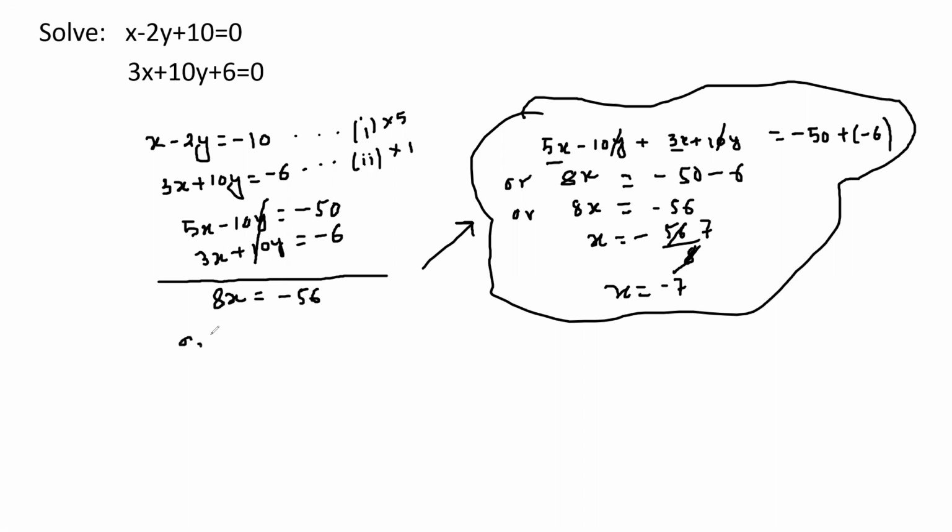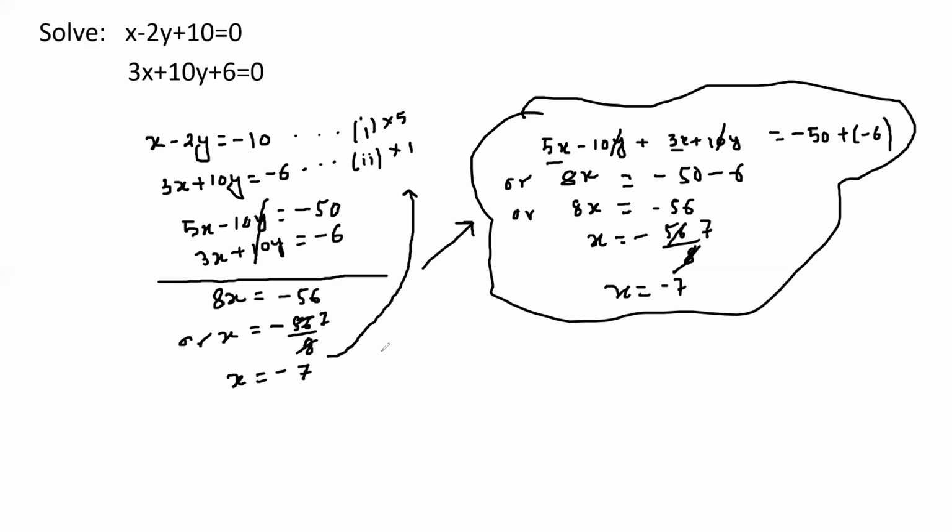Here x will be equal to minus 56 divided by 8, okay, and x will be equal to minus 8 times 7, so that will be equal to minus 7. So here we got the value of x. Now what should I do in order to get the value of y? As in the substitution method, we must substitute this value in any of the equations, either in 1 or in 2, okay, any of the equations.